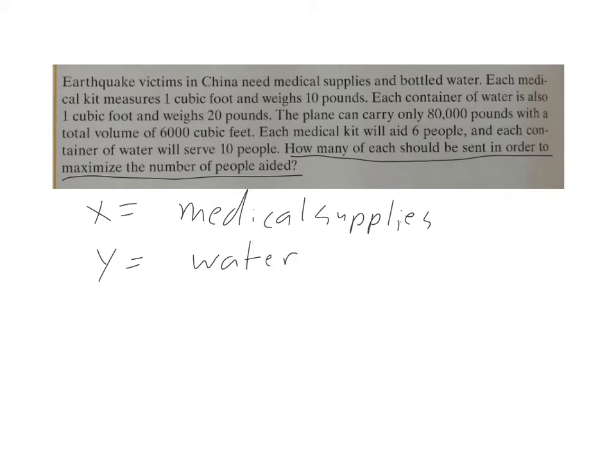And in this case, it says how many of each. We're looking for numbers of kits or numbers of units. So the number of medical kits and the number of water containers. So I'm going to have water containers, medical supplies. I'm going to put in parentheses kits, the number of medical kits. So those are the numbers that we are trying to find.